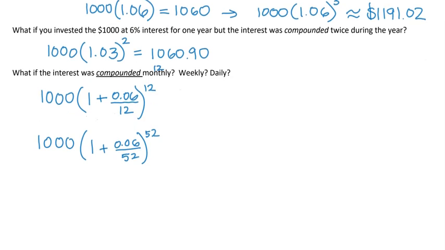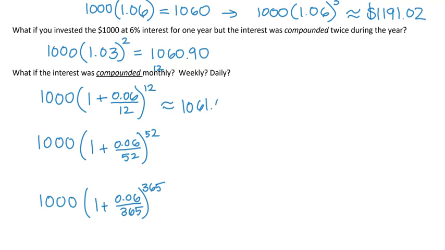And if we wanted to go down to daily, we'll just do 365 days. That should give us the idea. So divide your 6% interest over 365 days and then apply it 365 times. And from these calculations, I get $1,061.68. I get $1,061, and it rounds up to 80 cents.